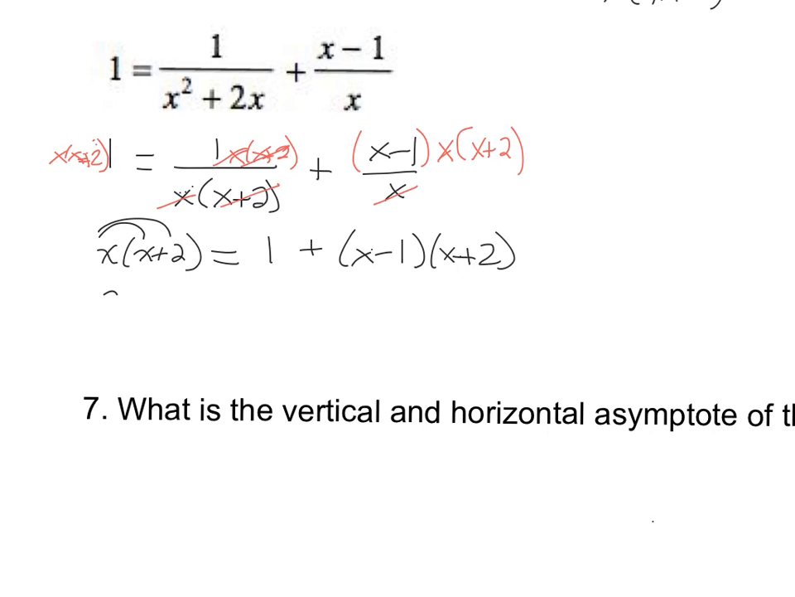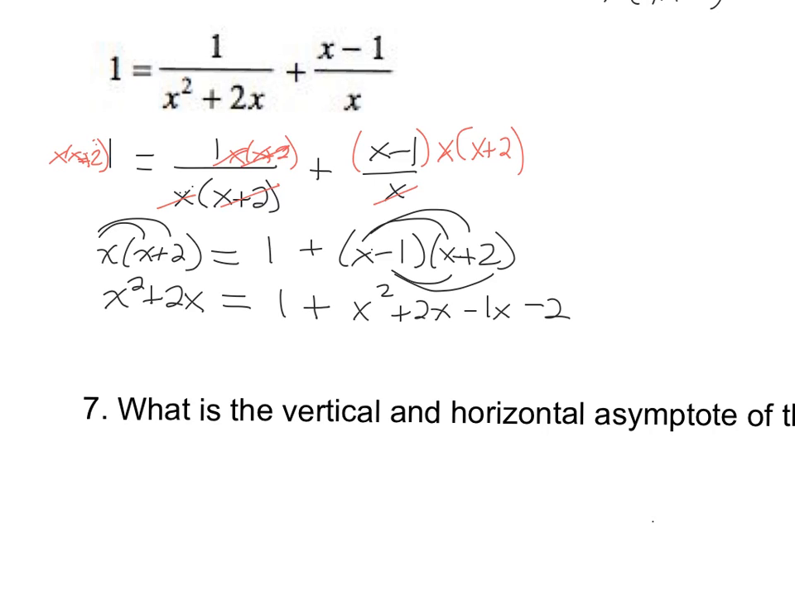So if I distribute the x here, I get x squared plus 2x. On the other side, I have the 1 plus this guy, which I can FOIL. So I get x squared, I get 2x, I get negative 1x, and I get negative 2. So if I simplify everything, on the left side I'm getting x squared plus 2x equals x squared. Then I have 2x minus 1x, which is plus 1x. And then I have 1 minus 2, which is negative 1.